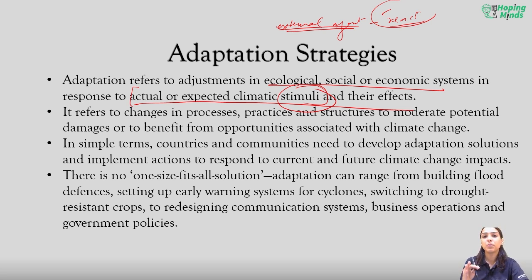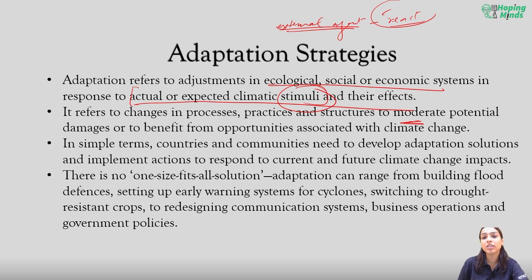It refers to the changes in the processes, the practices, and the structures to moderate a potential damage. We cannot really curb the damage that is being caused, but what we can do is at least moderate the potential damage or the benefit that we get from the opportunities associated with climate change. What benefits do we get from industrialization? Better job opportunities, better infrastructure, better living. But all of this has to be in tune with what is happening because of climate change.